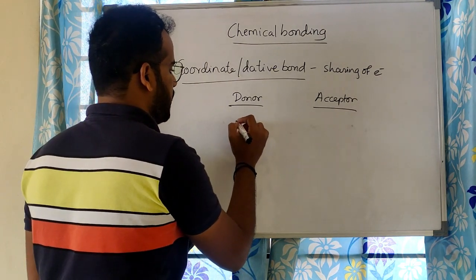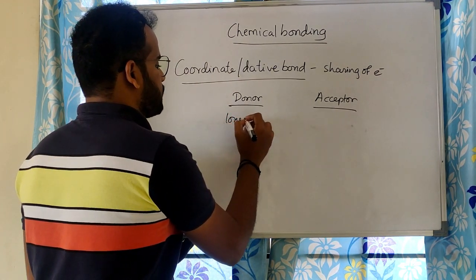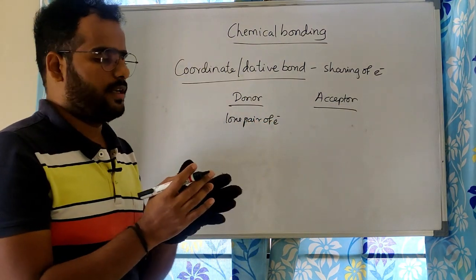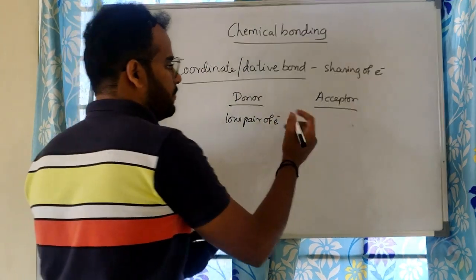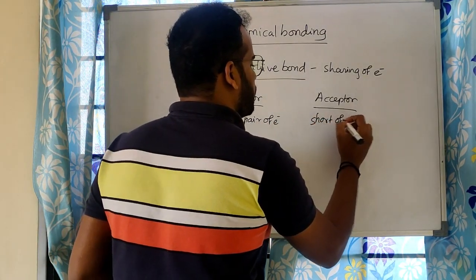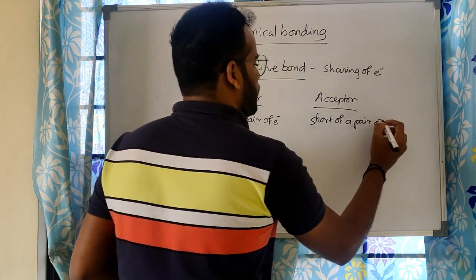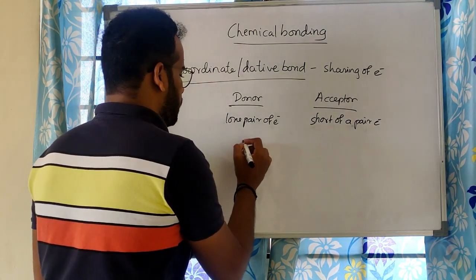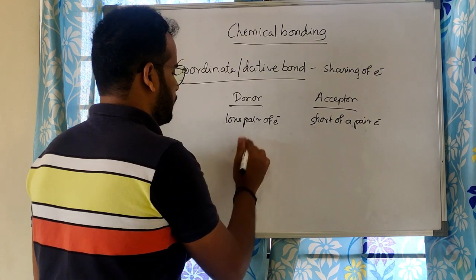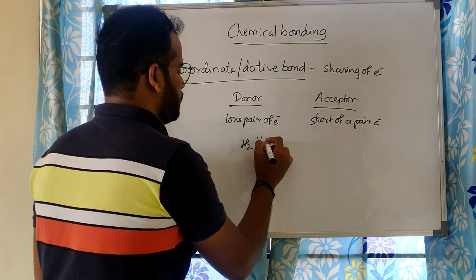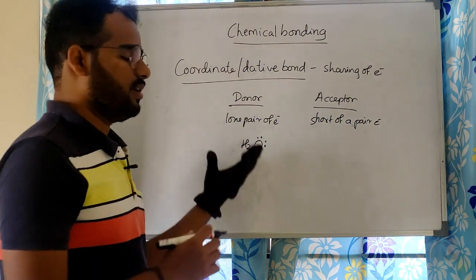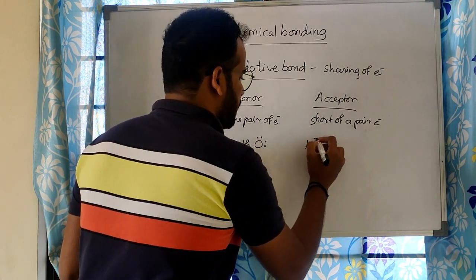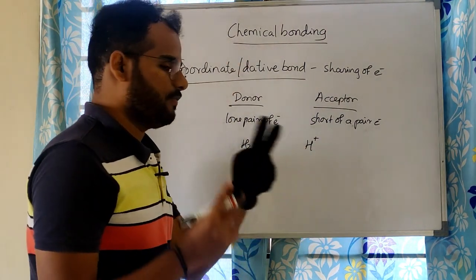Say for example, the donor can be the one which has a lone pair of electrons. It should have one pair of electrons which is ready to donate. Acceptor should be short of a pair of electrons, means it needs 2 electrons, not 1, 2 electrons. So for example, water you take, H2O. Oxygen has 2 lone pairs, so it can donate any one lone pair. So it is a donor now. Acceptor, I will take H plus ion. So H plus is short of 2 electrons.